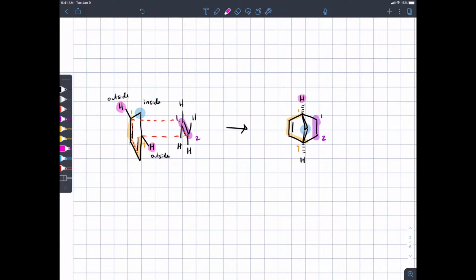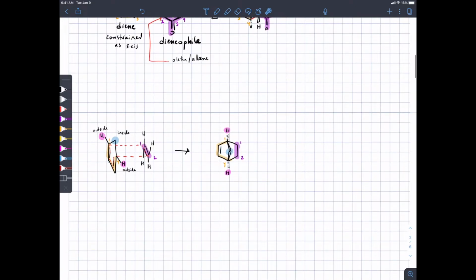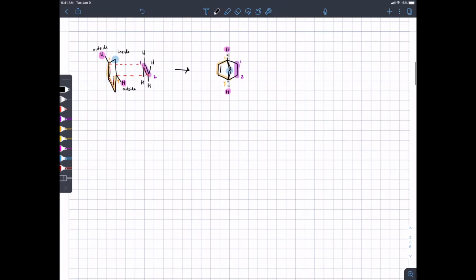Okay? So the key element of diastereospecificity as it relates to the olefin is that the outside substituents in the diene must be cis to each other in the product. And the same thing would be true if we had more than one inside substituent. All right, let me give you an example of this that doesn't involve a cyclic diene.